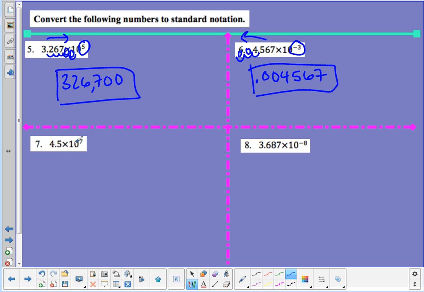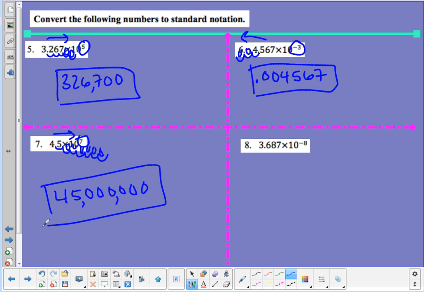In number 7 times 10 to the 7th power, positive 7 means big number, means move to the right. So I go out 1 and then 2, 3, 4, 5, 6, 7. So that's 1, 2, 3, 4, 5, 6 zeros. 4, 5, 1, 2, 3, 4, 5, 6. 45 million. And here, 3.687 times 10 to the negative 8th.